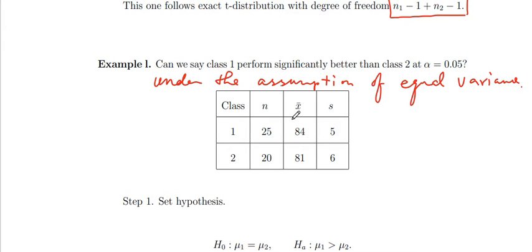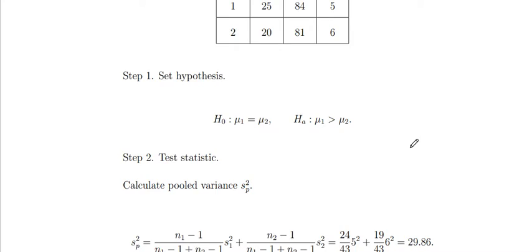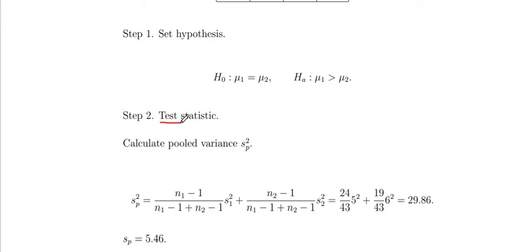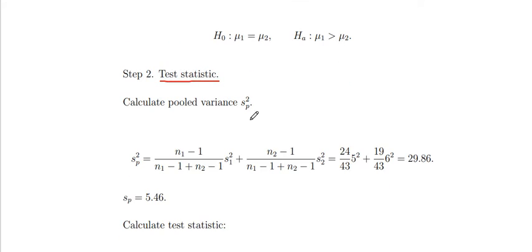Here we find the standard deviation is 5, or this is 6. The standard deviations are quite close, so we can believe they're equal. So if we conduct this testing under this assumption, then for the test statistic, we should use a different formula. At first we need to find this pooled variance.